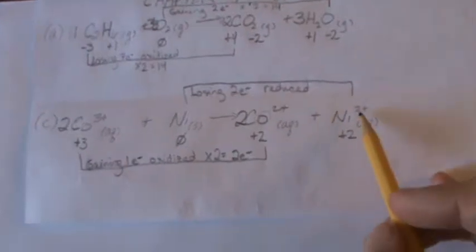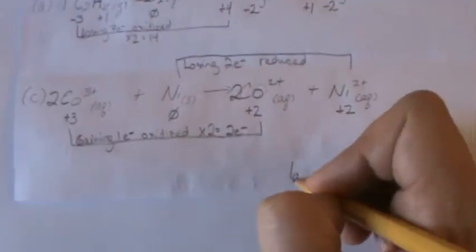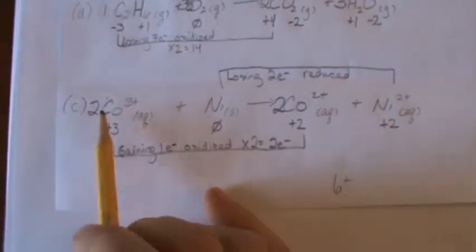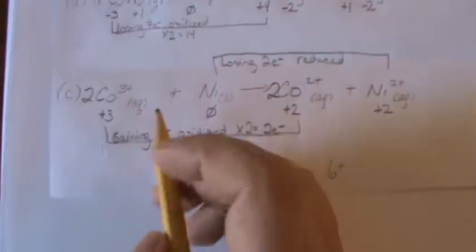At the end we can check ourselves by balancing our charges. Here we have 2 positive here and 4 positive here, so we have 6 positive charges on this side. This side also needs 6 positive, and we do: we have 2 Co2+ and Ni2+ giving 6 positive charges. So we have 6 positive charges on each side, and we haven't lost any.